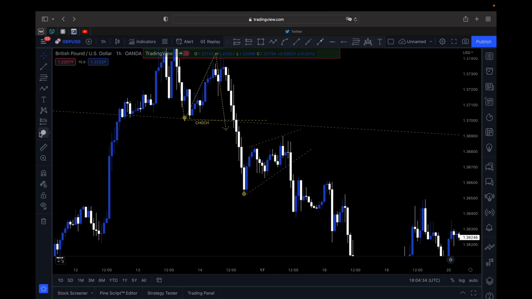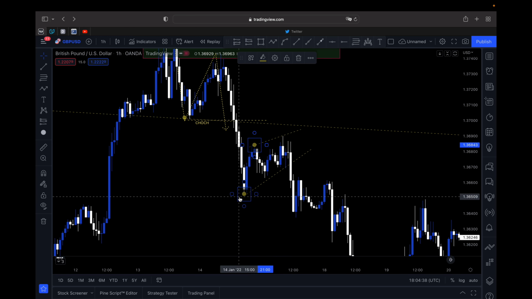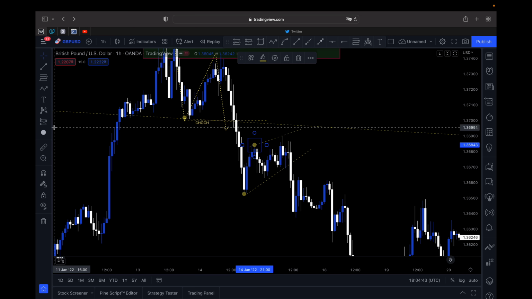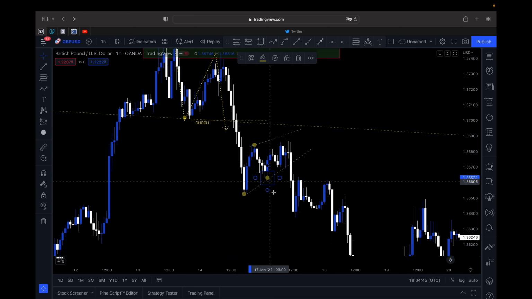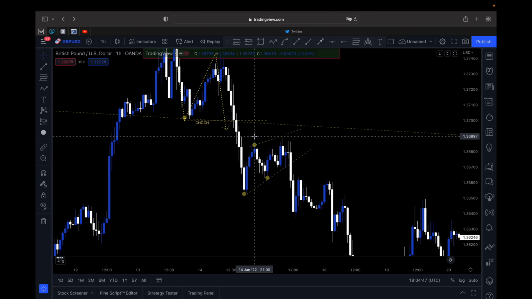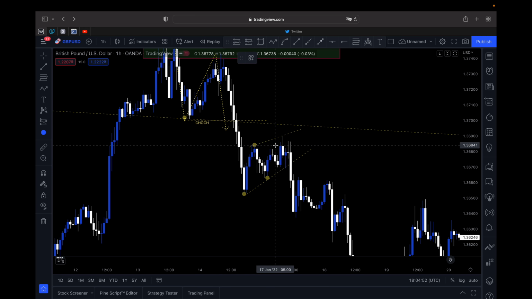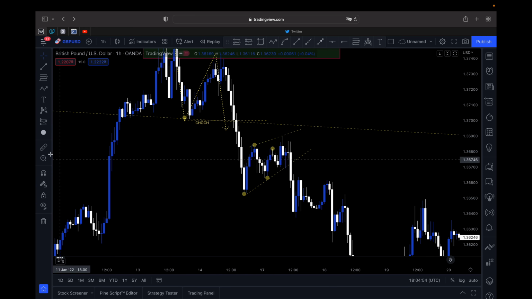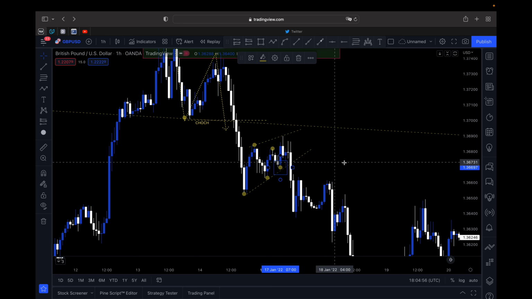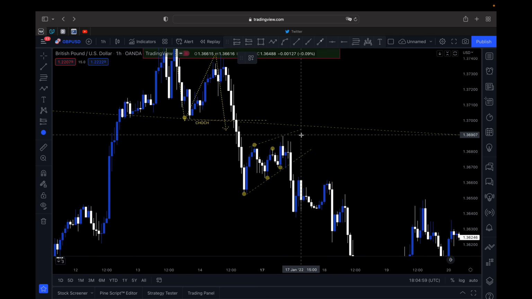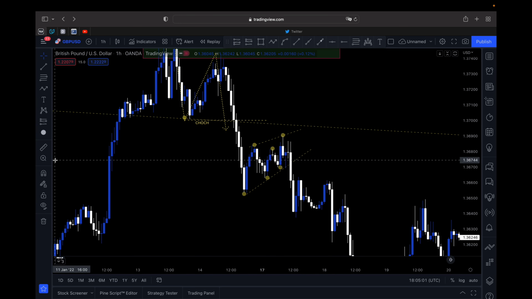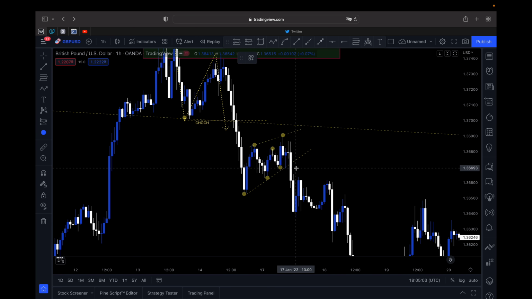Now watch, I can't take my entry here because price did not take out this level. I always wait for a break of structure to take my entry. Now you see here, price was creating these mini lower highs and mini higher lows and a higher high in a ranging pattern. It created this high here, and this is where I take my entry at the break of this structure.